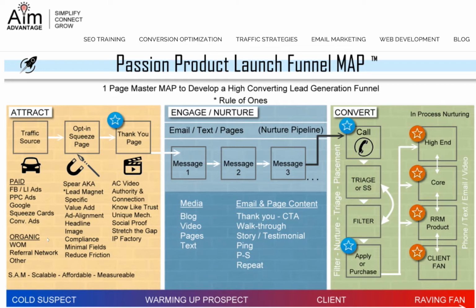Now let's look at organic. The cons of organic are that you can't flip them on like a switch. They take a long time to build. They take consistent effort. This is like referral networking and word of mouth. Organic search engine results take a lot of time, backlinks, and quality articles.